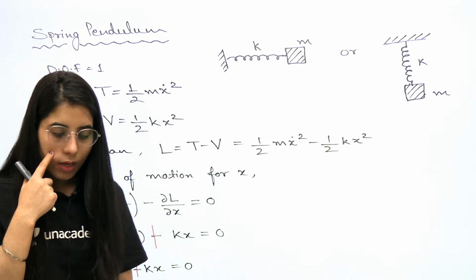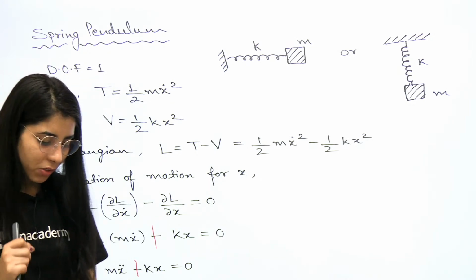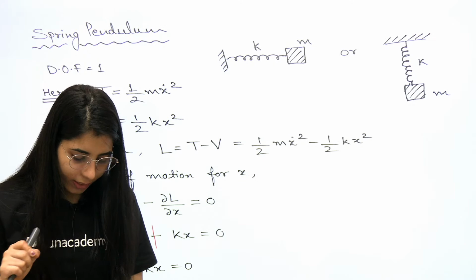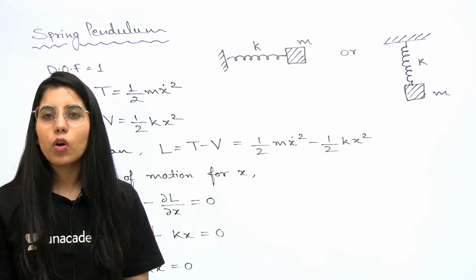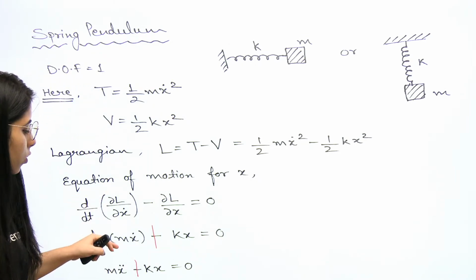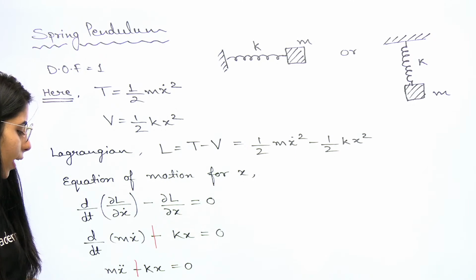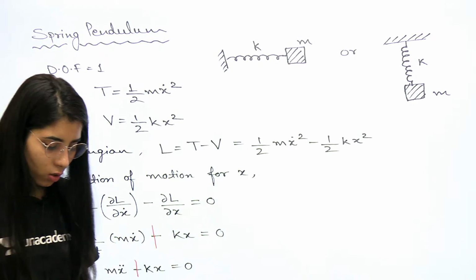Guys, let me know, did you get the omega value? If yes, you can mention it in the comments. Okay, Renu has mentioned. Renu, do you want to consider the square root along with that? Because it's going to be x double dot plus omega square x. So you will get root k by m there.